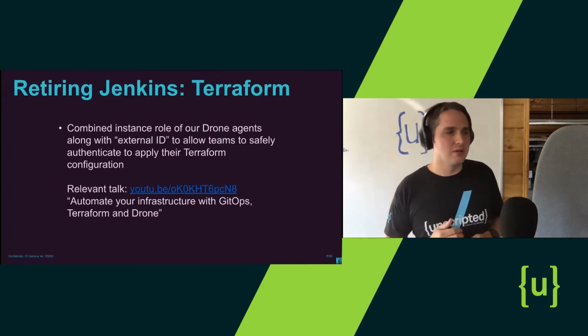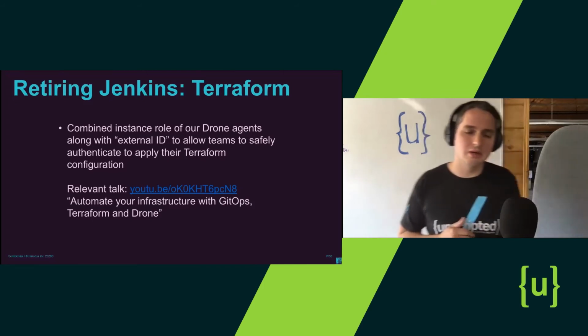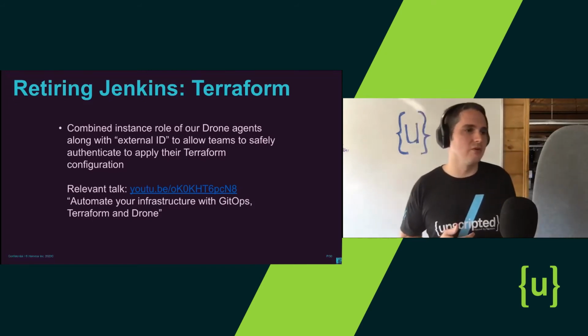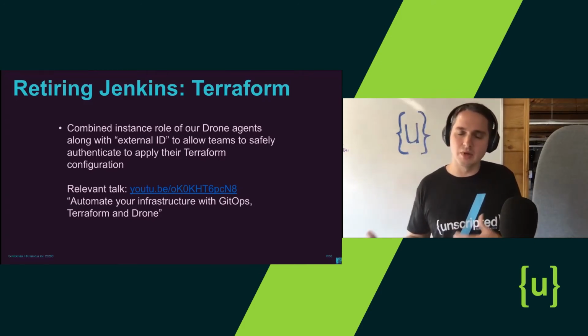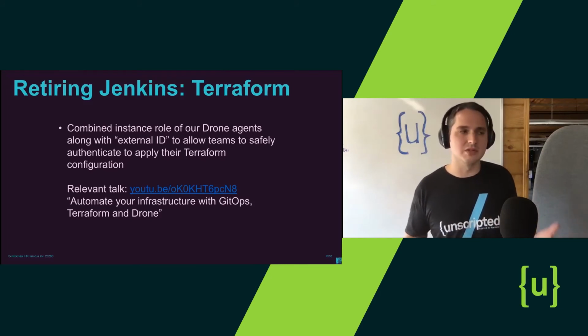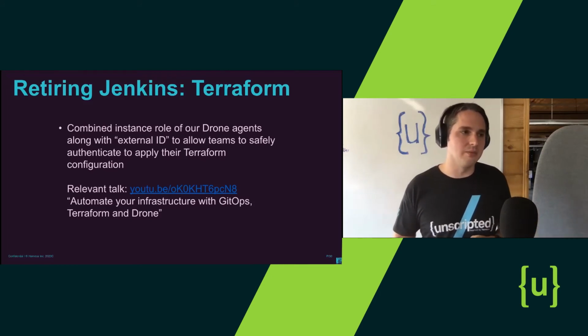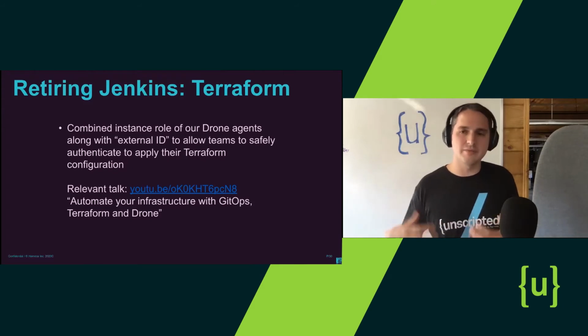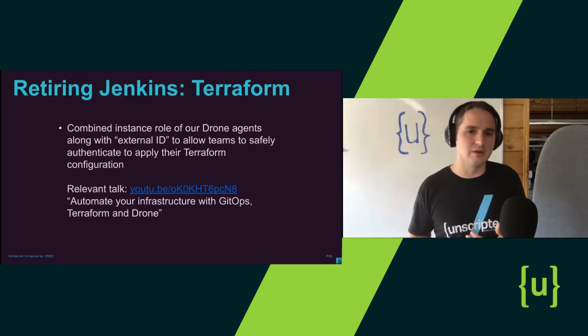So the first thing we used this Jenkins for was Terraform. We figured out a way to take the instance role of the Drone agents we were running in our VPC. This is all AWS specific. And then combine that with an external ID, which is kind of like a password in IAM, to allow teams to safely authenticate from our agents and do actions in AWS to apply their infrastructure changes.